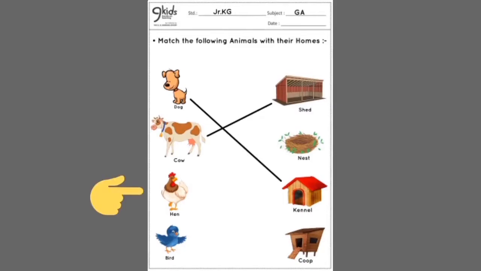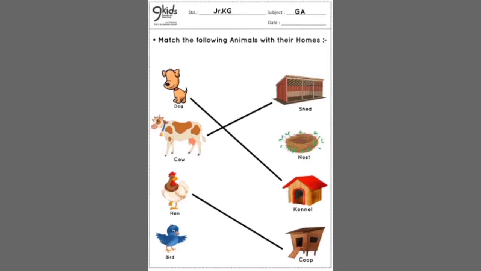Hen lives in coop. So we will match hen with coop. And bird lives in nest. So we will match bird with nest. That's it for today. I hope all of you revised homes of animals by watching this video.